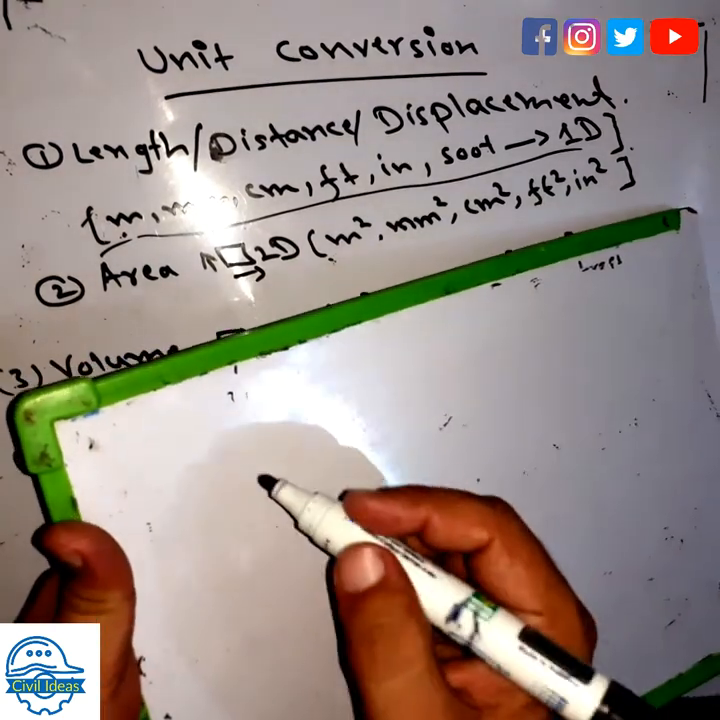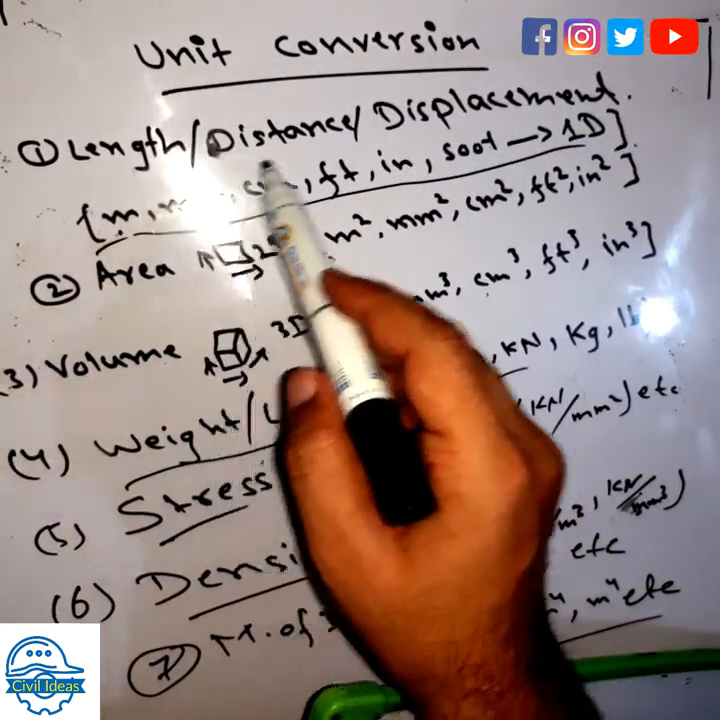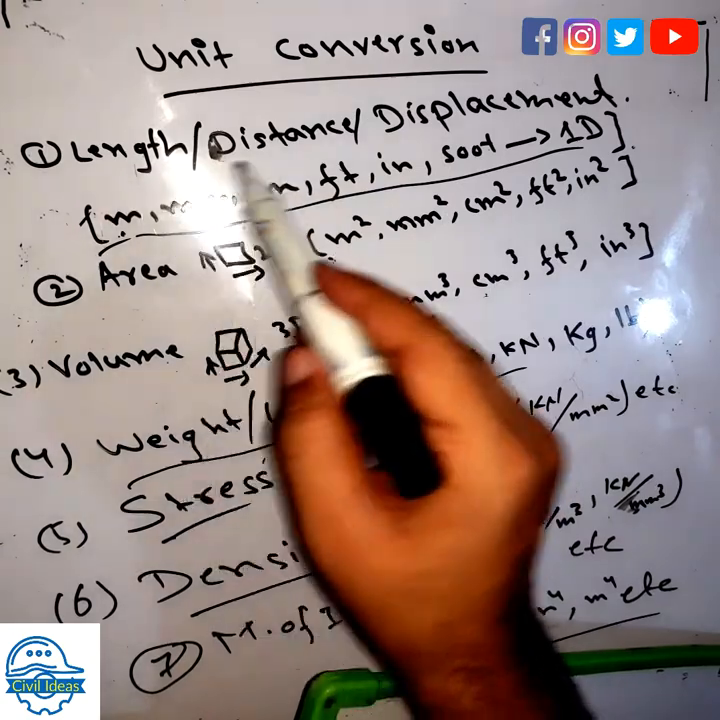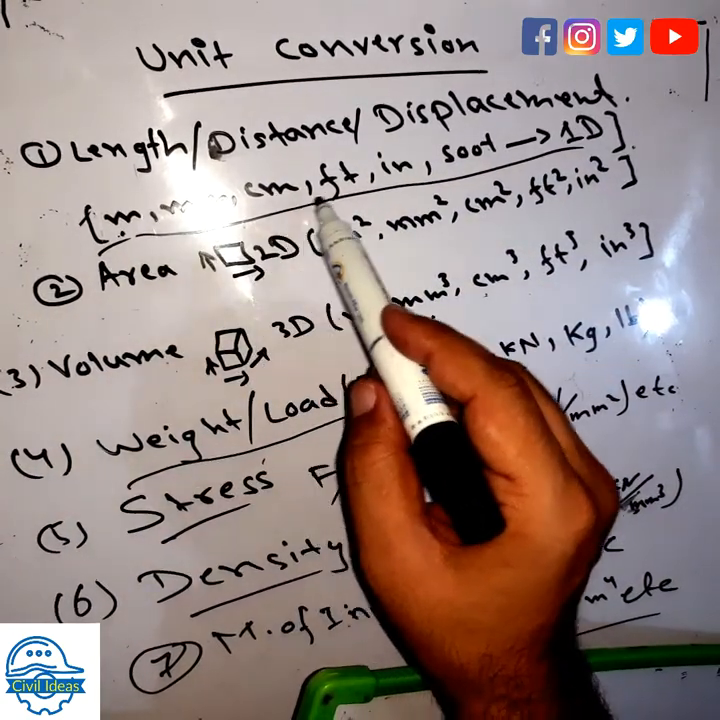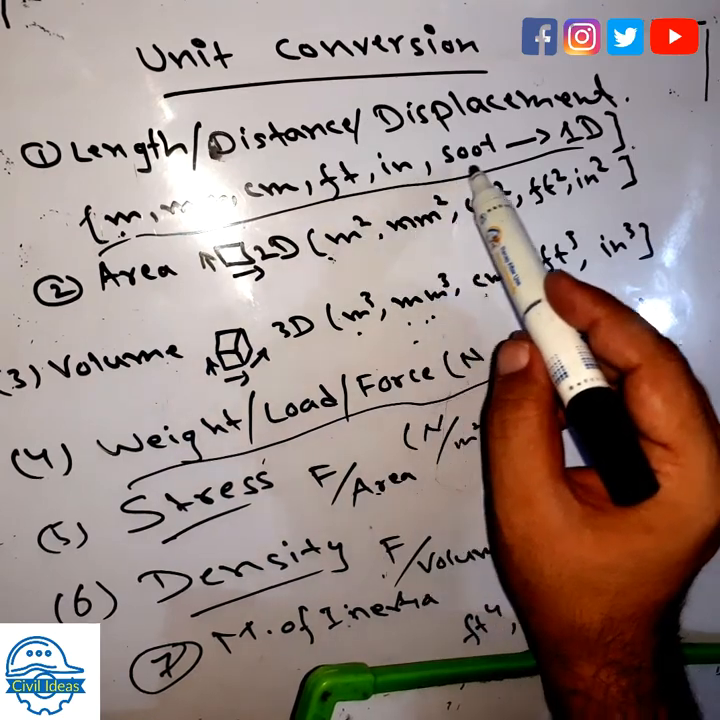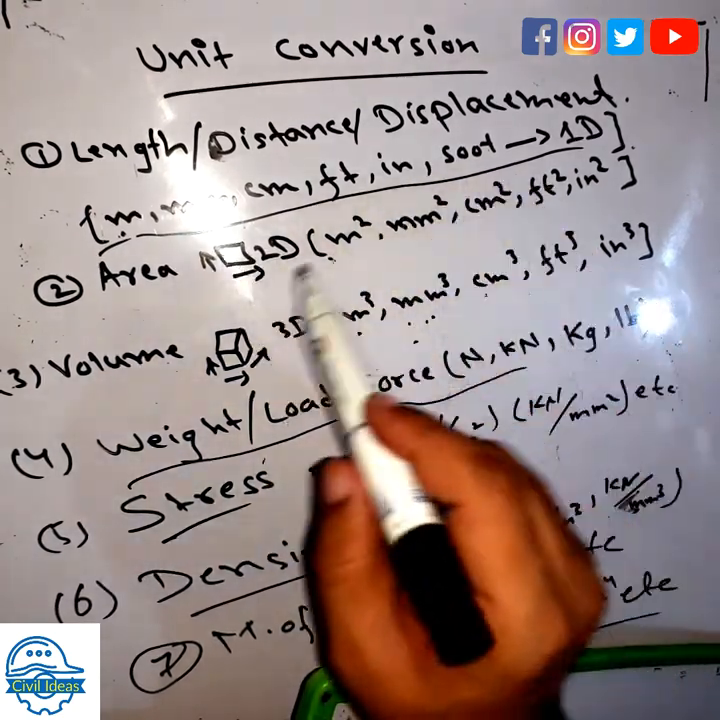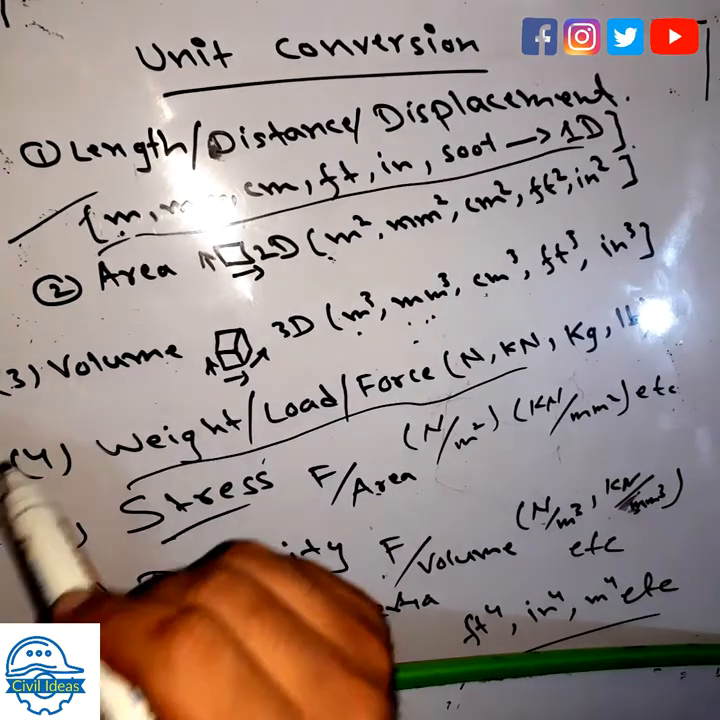So the first one is length, distance, displacement. This is a one-dimensional quantity, like meter, millimeter, centimeter, feet, and inches. These are all one-dimensional quantities. You just have to measure the length, okay?